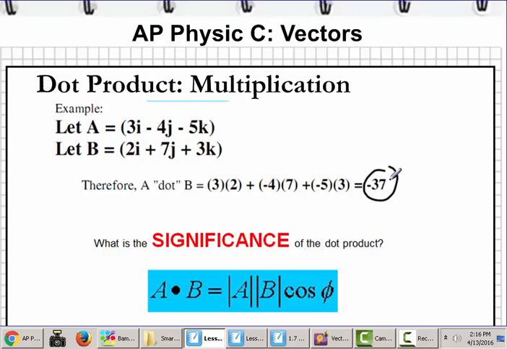Now the real value of finding that is it allows you to find out what the angle is between two vectors. So what you would do in this case, you would take the negative 37 and set it equal to the magnitude of vector A. So you'd have to do 3 squared plus negative 4 squared plus negative 5 squared, take the square root of that, that gives you the value of A, times the square root of 2 squared plus 7 squared plus 3 squared, that gives you B. Multiply those together, and then that's multiplied by the cosine of the angle. So you take the negative 37 here, divide it by these values here, take the inverse cosine, and you can find out what the angle is between the two vectors.